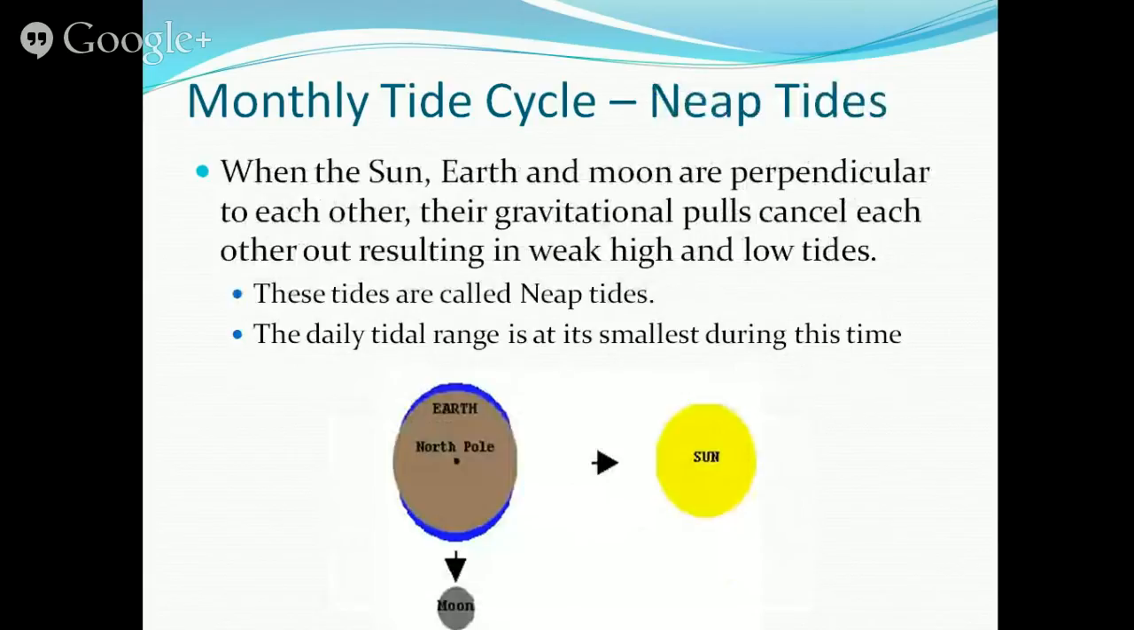Once again, the neap tides are the opposite. So your highs aren't nearly as high, your lows aren't nearly as low. And once again, this also occurs around twice a month. And this has your smallest daily tidal range, so the smallest difference between your highs and your lows.